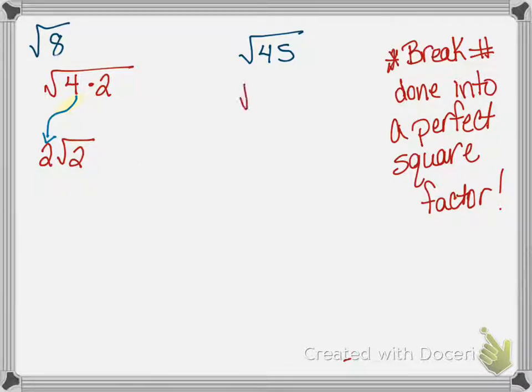Yes, 9 and 5. Okay? Because 9 is perfect. What's the square root of 9? 3. So I put that on the outside. What am I left with on the inside? 5. And I read that as 3 on the square root of 5. 3 on the square root of 5. Okay? Can I go to the next screen?